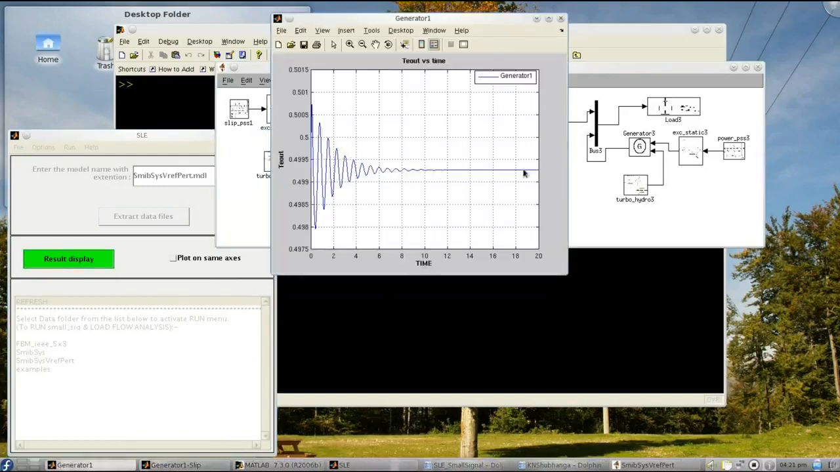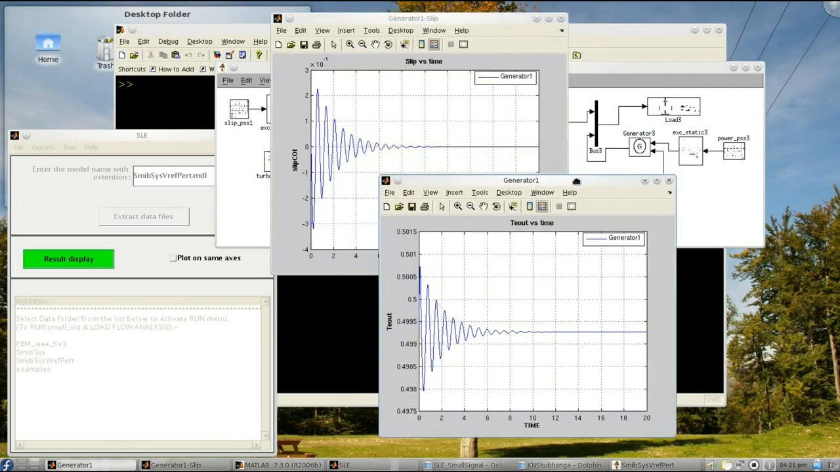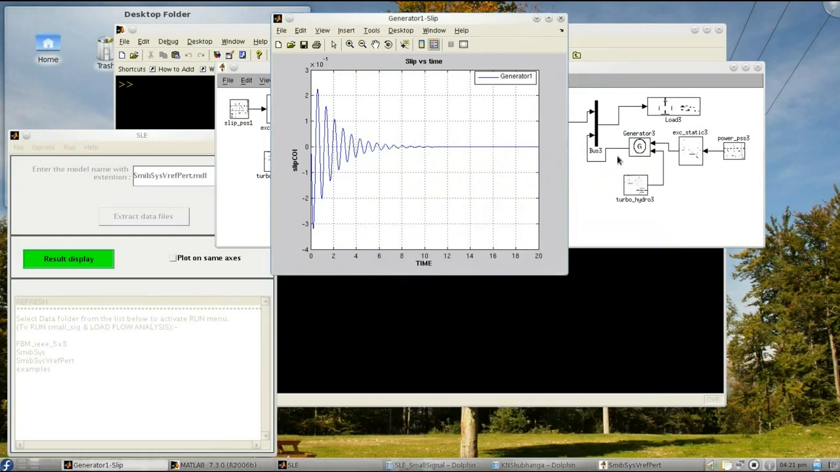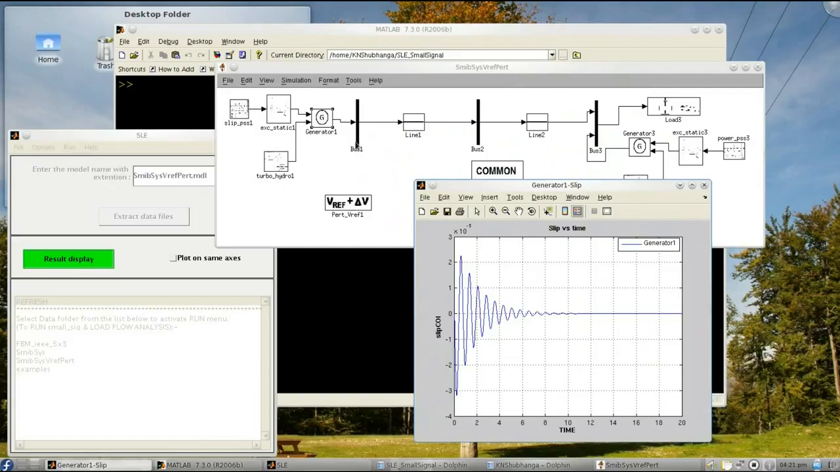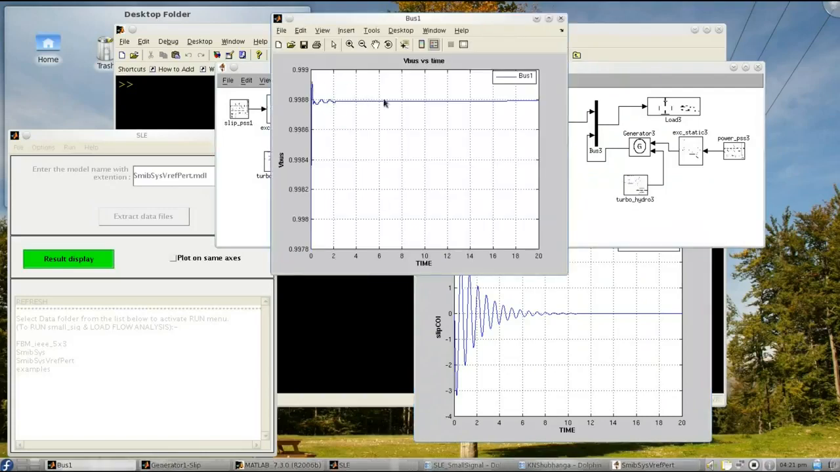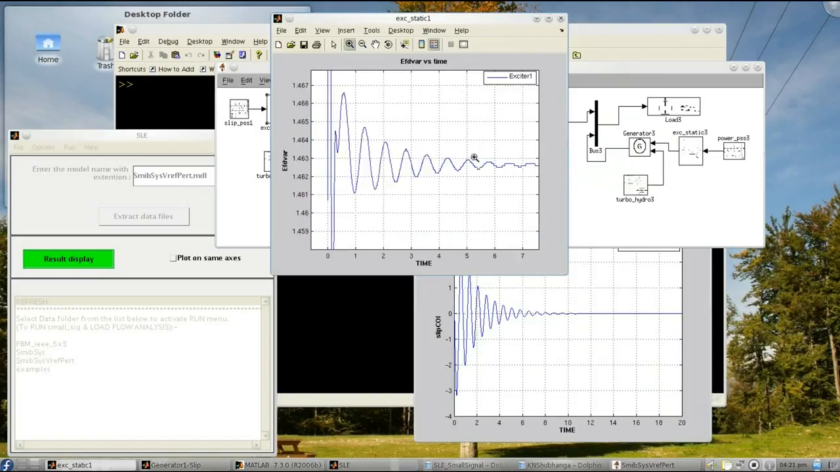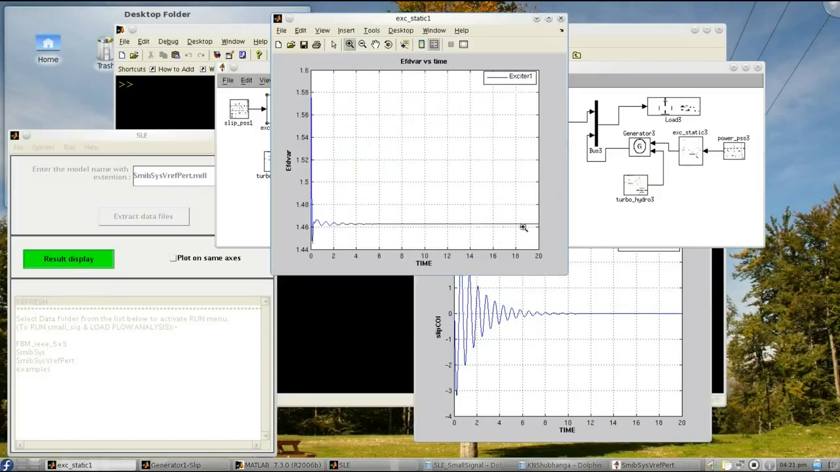So the electrical output power from the generator and the slip trajectory, it's exhibiting a damped oscillation there. Let's observe the bus voltage. It's also exhibiting a damped oscillation. Also, the excitation is in automatic mode, so it is trying to bind the terminal voltage.